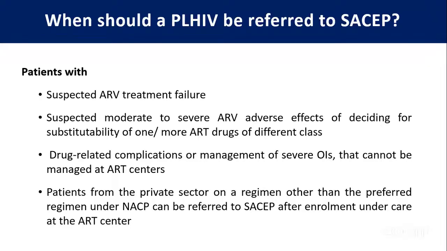And patients from the private sector on a regimen which is not the preferred regimen under NACP, like TLD, can be referred to SACEP. Suppose someone is on a Bictegravir, TAF, and emtricitabine-based regimen from the private sector. Now he or she wants to get the same medicine from the national program. The patient has to be enrolled under care at the ART center and the history referred to the SACEP. SACEP will say that TLD is as good as a Bictegravir-based regimen, so that regimen will be given.